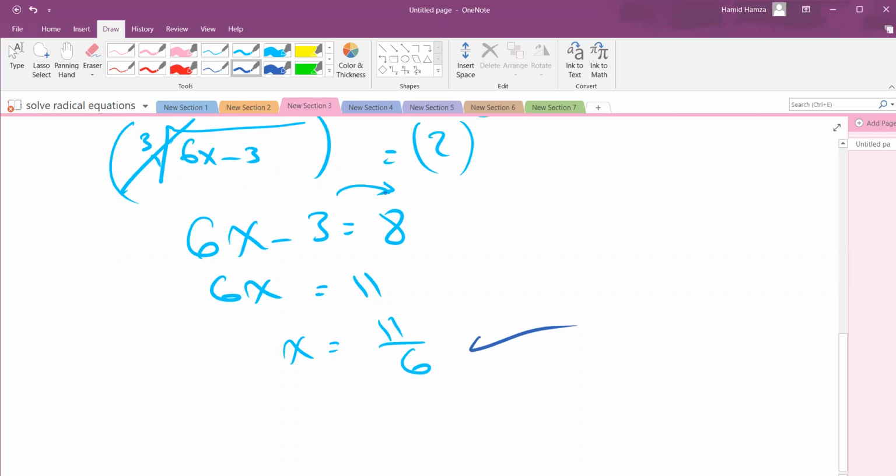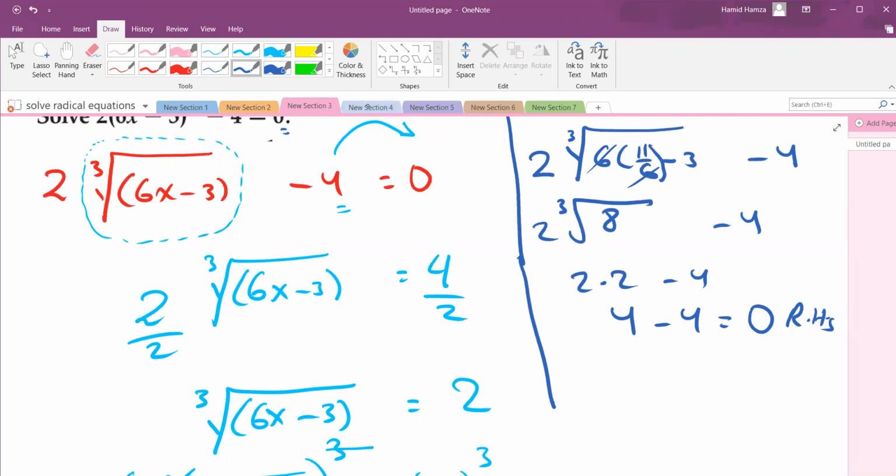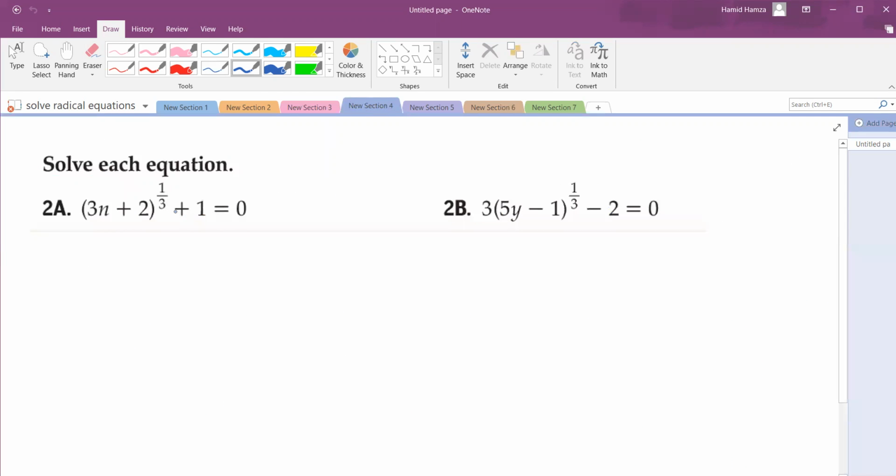So the radical equation takes time, as you see now. The last one, I'll deal with this one without changing it to a radical, to roots. I leave it like this: 3n plus 2 raised to power 1 over 3. And we will take 1 to the other side, so it will be negative 1.